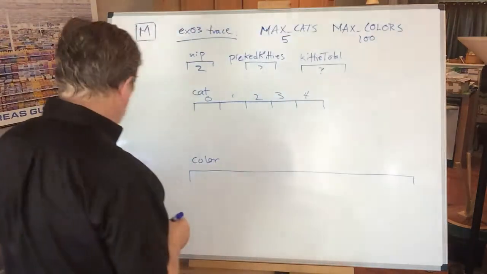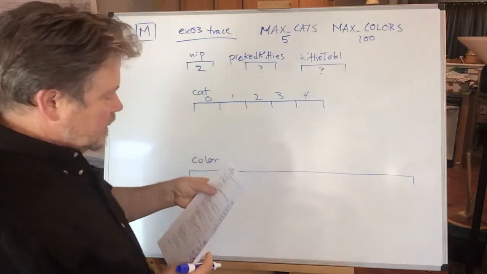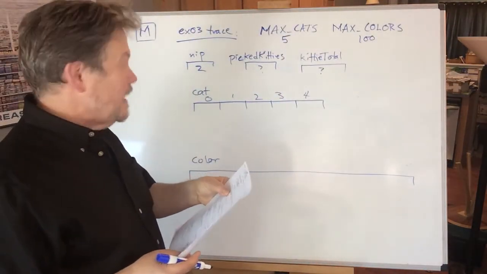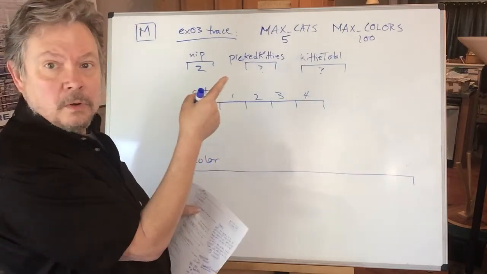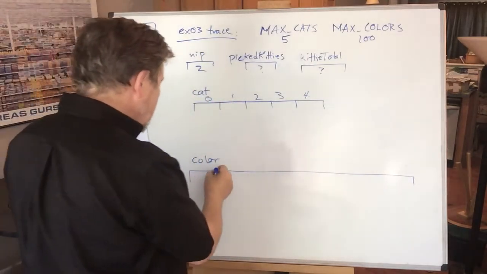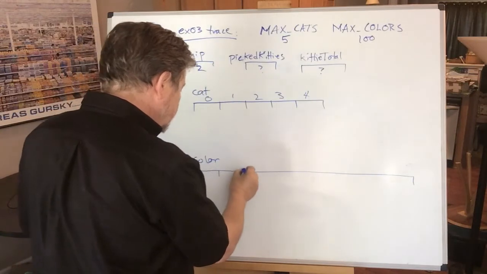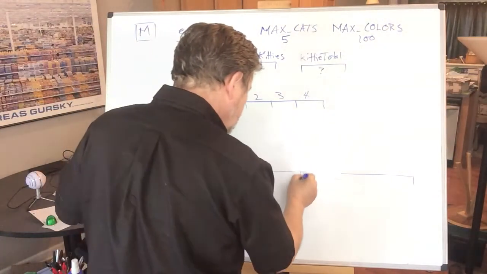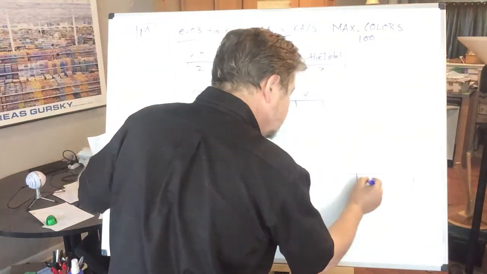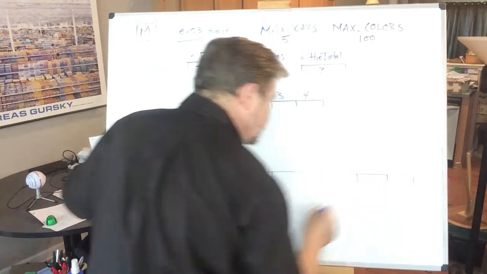Oh, look, that's a much bigger array. In fact, it's got as its dimension on line 19 max colors, which is 100. No, I'm not going to draw 100 variables. I'll get us going, though. There's one of them, 2, 3, 4, 5, 6, and so on, last one.